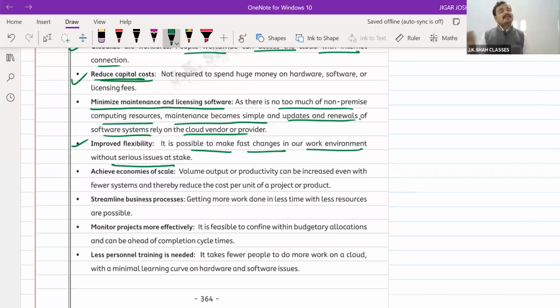Understood? Yes, sir. Tell me, people, in a public cloud, is only one company's data there, or is there multi-sharing? Sir, multi-sharing. Is only one person's website there, or can there be thousands of people? Sir, thousands of people will be there. So will the cost be borne by one, or will the cost be divided among 1,000? Sir, it will be divided among 1,000. So we can achieve economies of scale. At low cost, we can enjoy the maximum benefit. I hope my charters, it is clear to you. Yes, sir. Volume, output and productivity can be increased even with few systems and thereby reduce the cost per unit of product. Sir, understood.